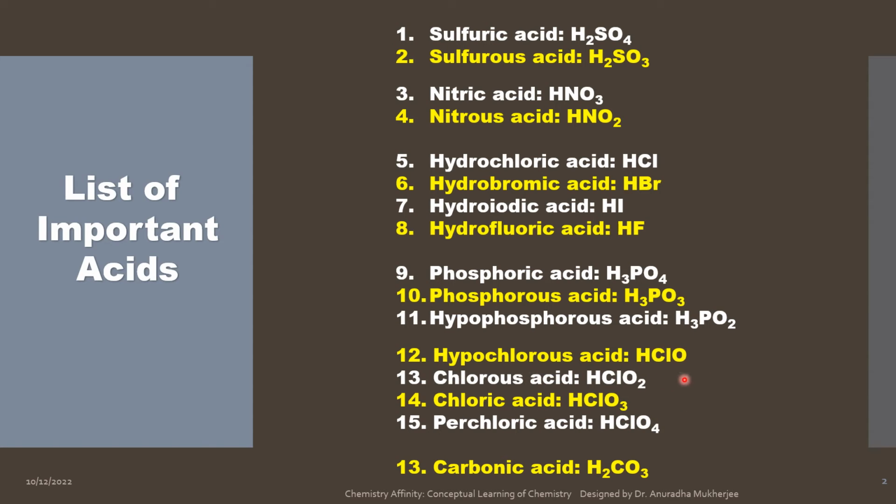12 to 14 are different types of acid made with chlorine. So hypochlorous acid, chlorous acid, chloric acid and perchloric acid. Again here you can see the number of oxygen atoms is changing. Hypochlorous acid is HClO, chlorous acid HClO2, chloric acid HClO3, perchloric acid HClO4.